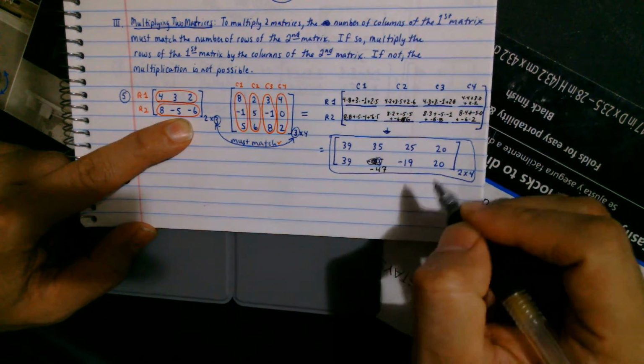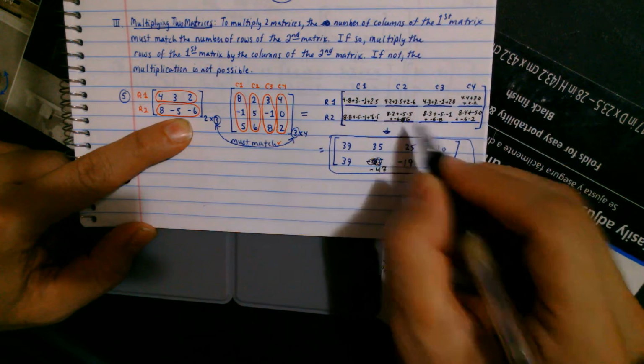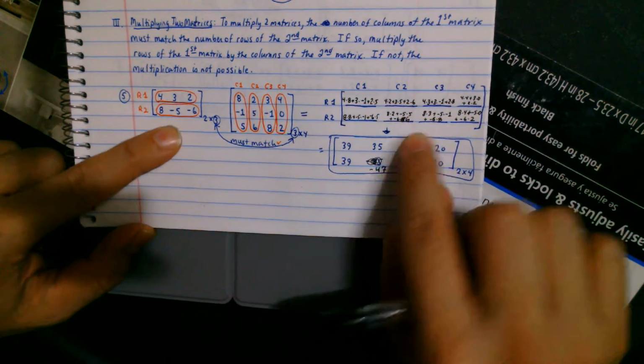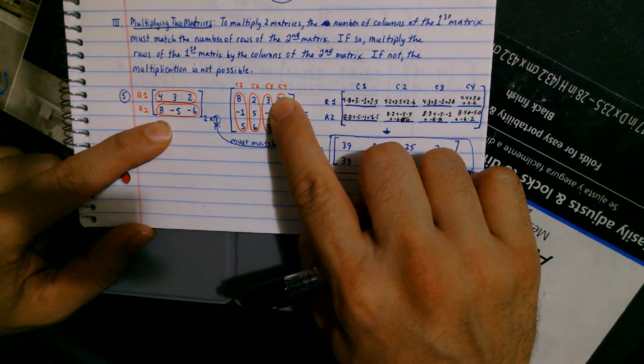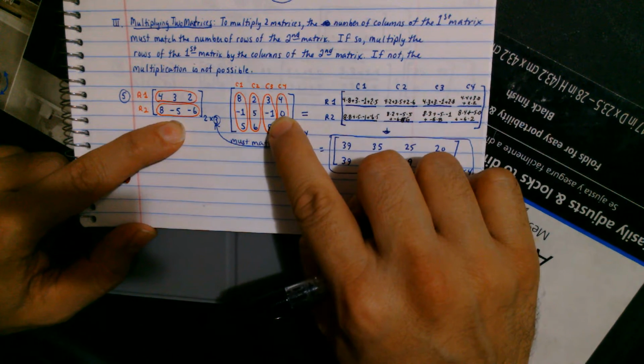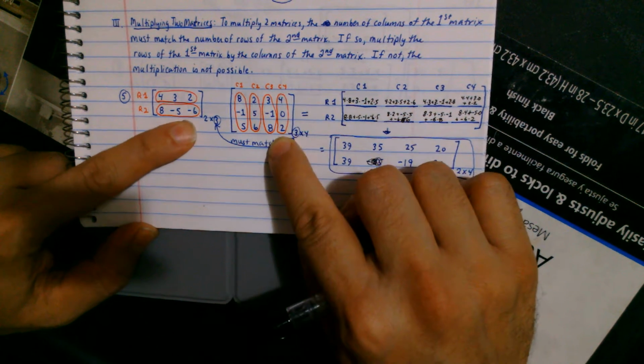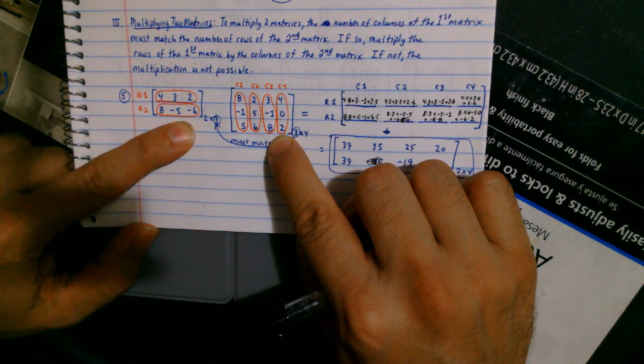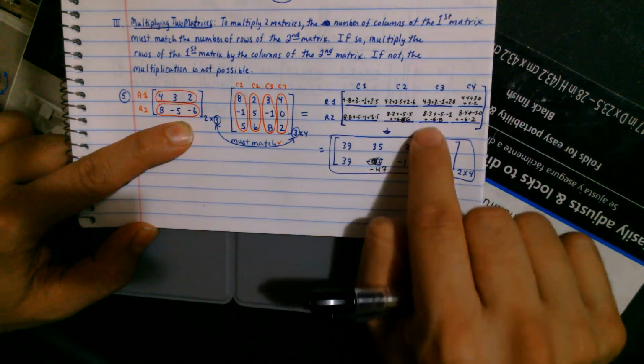Sorry about that. Caught my mistake right there. Makes a difference. Here, 8 times 3 is 24. Negative 5 times negative 1 is positive 5, so that's 29. And then negative 6 times 8 is negative 48, so it makes negative 19. That's what the product is here.